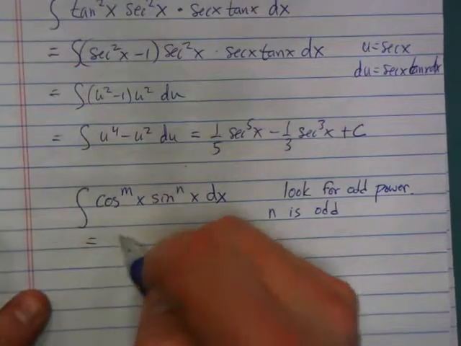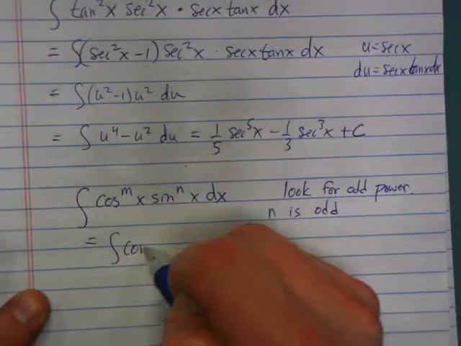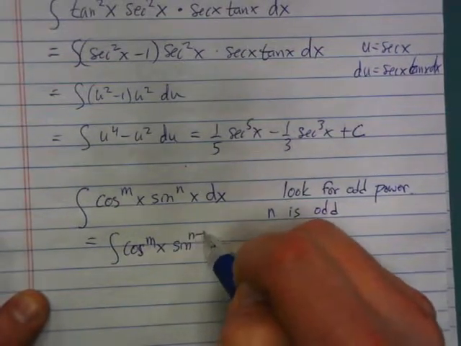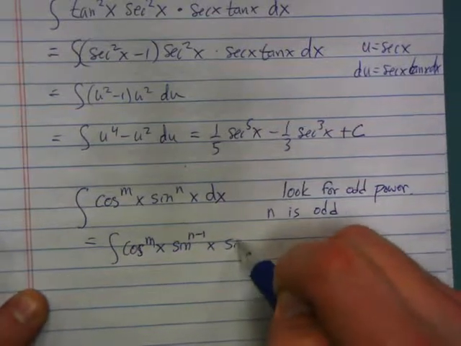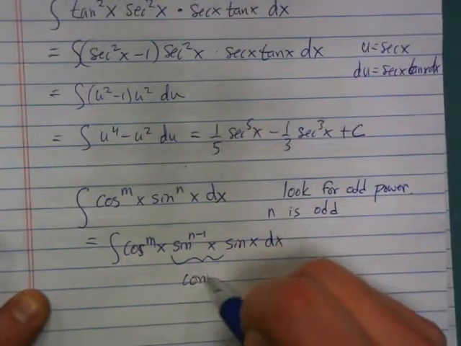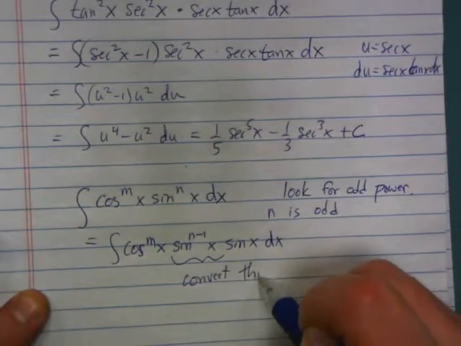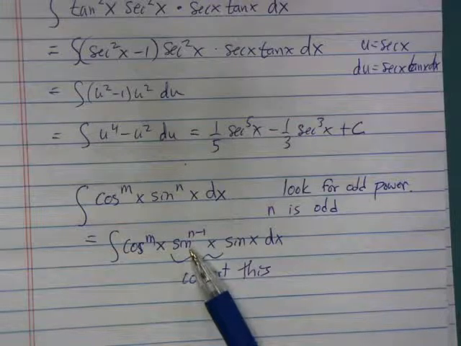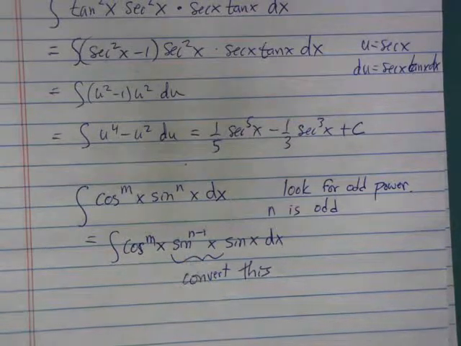You're going to write this as cosine m cubed, and you're going to take 1 away from there, and leave 1 out here. And then you're going to convert this one. Not power reduction, because this is now going to have an even power. So now we can use our sine squared plus cosine squared equals 1. So with sines and cosines, that's what you really want to look for.